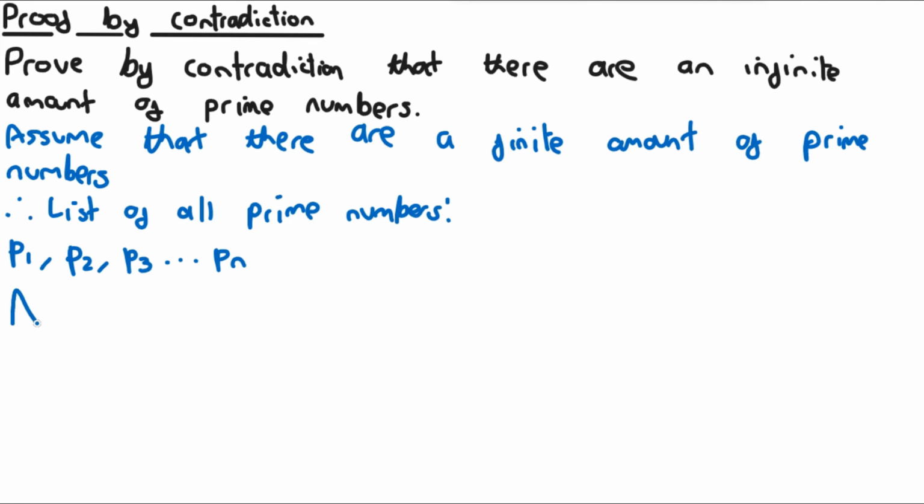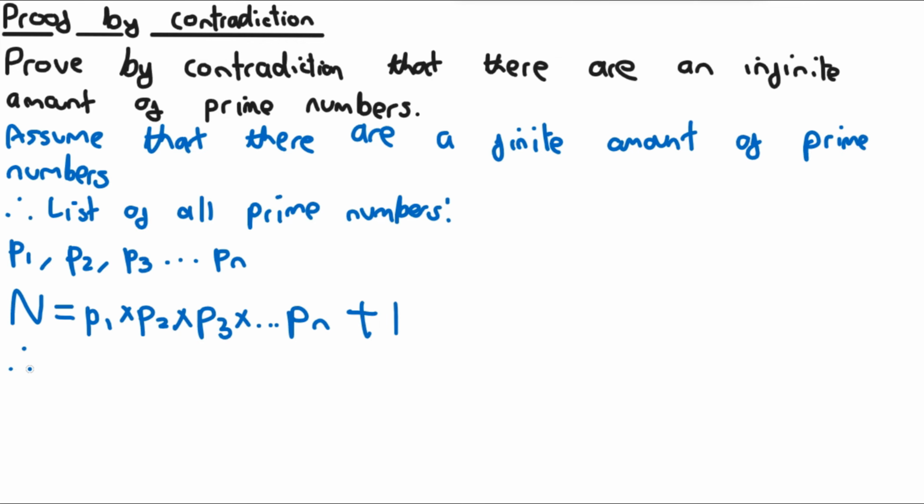Okay, let's create a number called n. And let's say that n is equal to all of the prime numbers multiplied together. So it's going to be the first prime number times the second prime number times the third prime number, all the way up to the nth prime number. So we have times every single prime number on this list together, because it's a finite amount of prime numbers. And let's add 1 to this final number. We've times all of the prime numbers together, and then let's add 1 onto this final number.